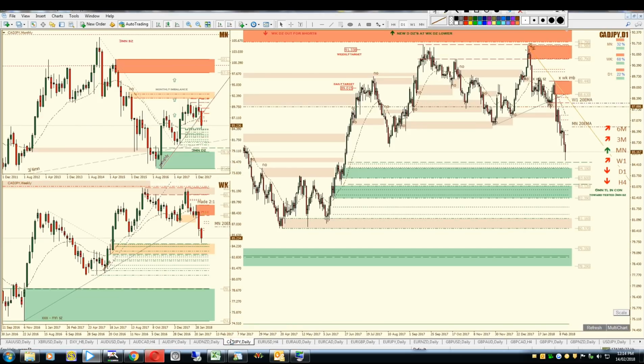So let's move on to the CAD Yen. So CAD Yen just fell short of hitting a weekly area of demand, and our weekly imbalance, and we're seeing a push. We could get some shorts here. Things are looking good for a move up, and then boom. So we could see that, and I'm watching this.